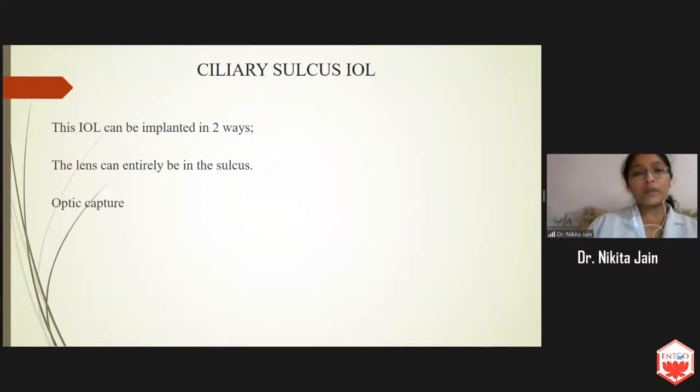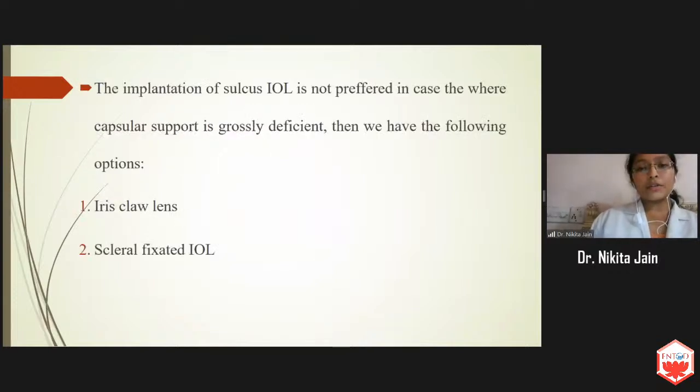The alternative is that we can also place the IOL in the sulcus. It can be done in two ways. The lens can be entirely placed in the sulcus, or it can be placed with optic capture, that is, the haptics are placed in the sulcus and the optic is slightly tucked beneath the capsulorhexis margin. In this case also, anterior vitrectomy is done and a cohesive viscoelastic substance can be added. The implantation of a sulcus IOL is not preferred where the capsular support is grossly deficient.